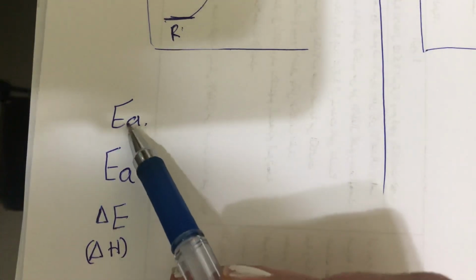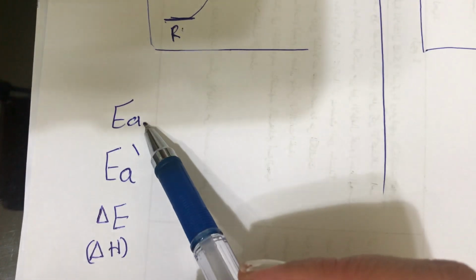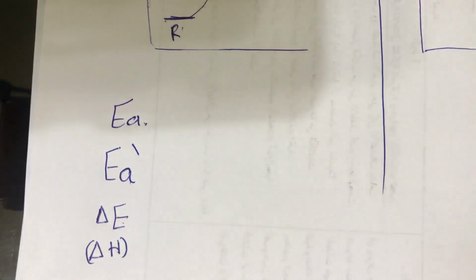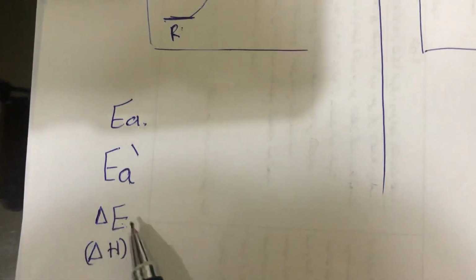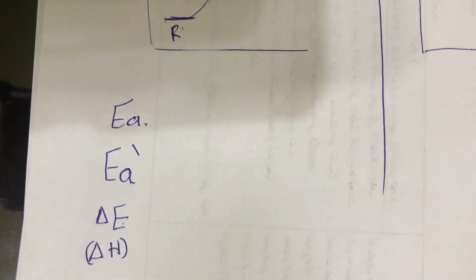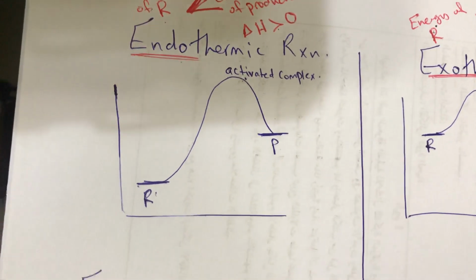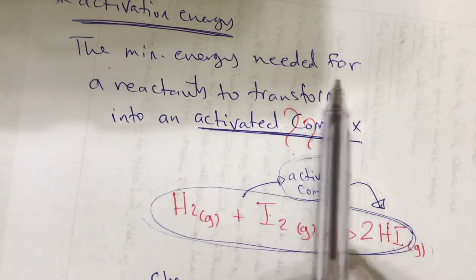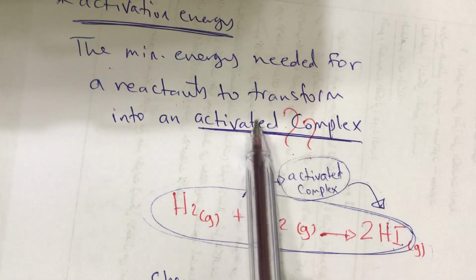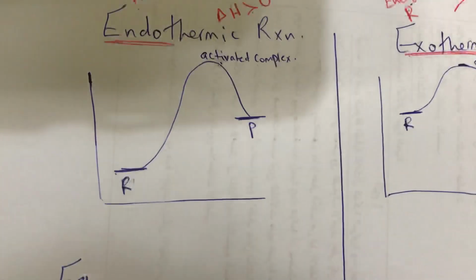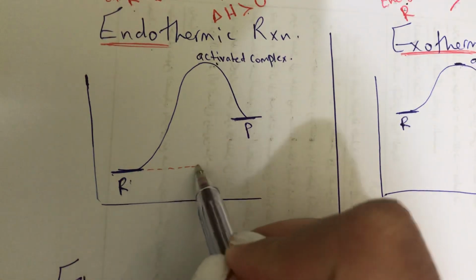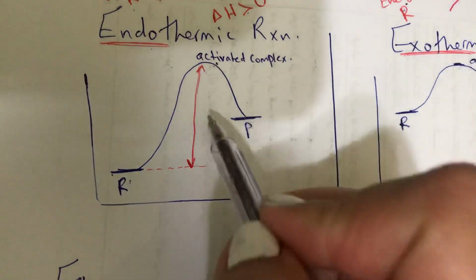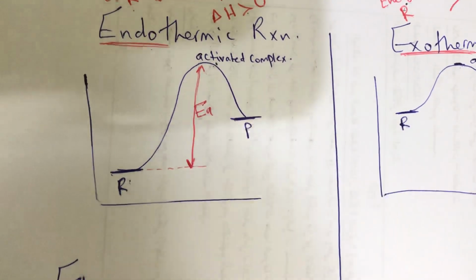So how can you get activation energy for the forward reaction, or activation energy for the reverse or backward reaction, or the difference in energy or delta H from the diagram? Here, if you remember the definition of activation energy, it's the minimum energy needed for a reactant to transfer to the activated complex. So the energy difference between reactants and activated complex is called activation energy.